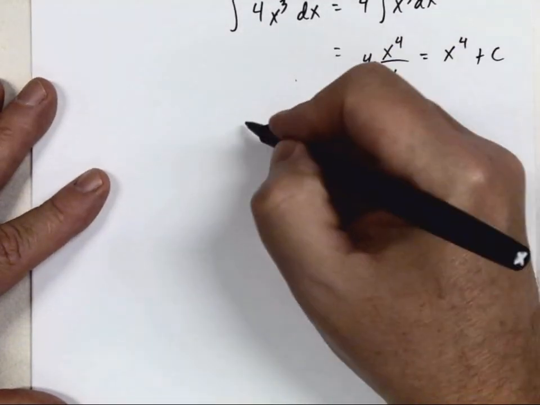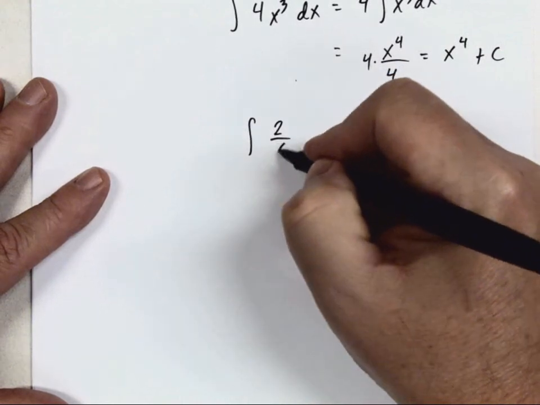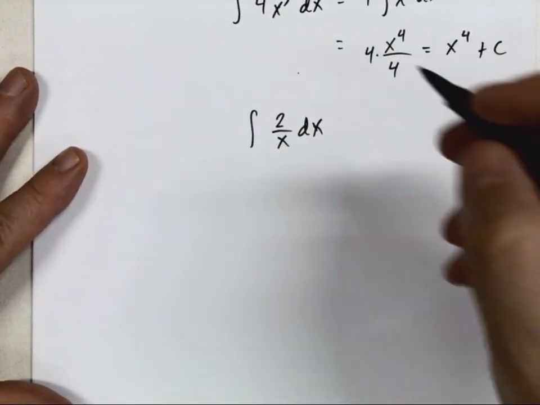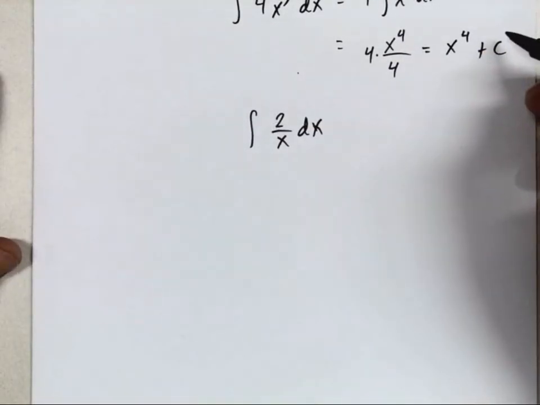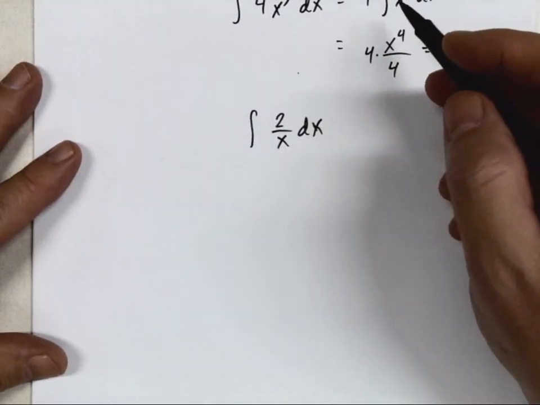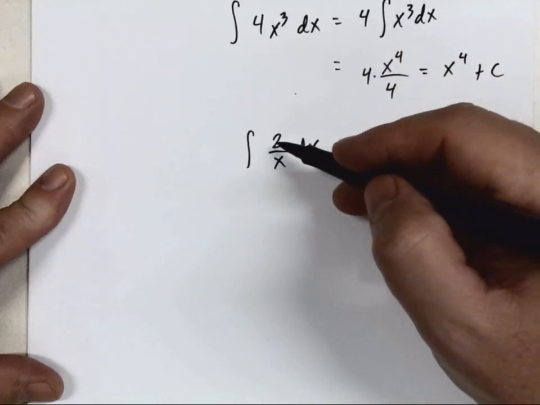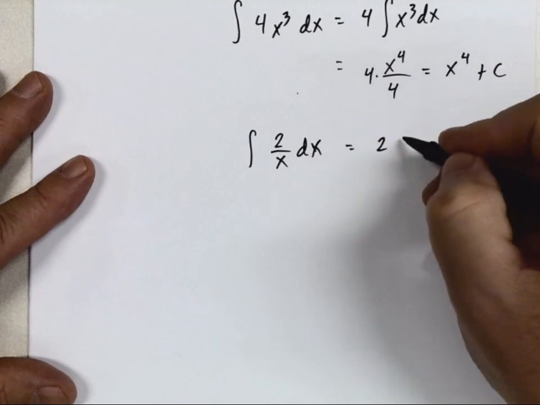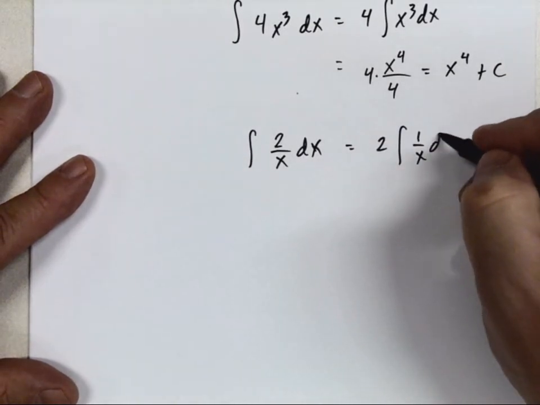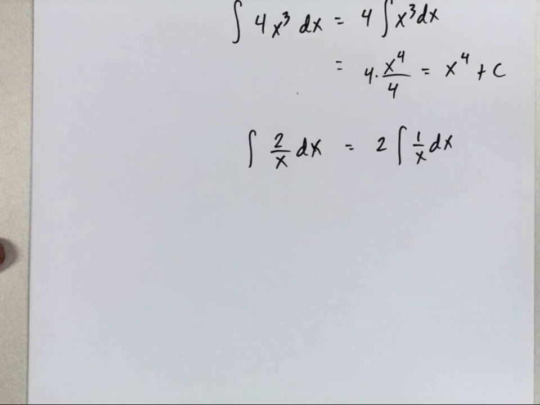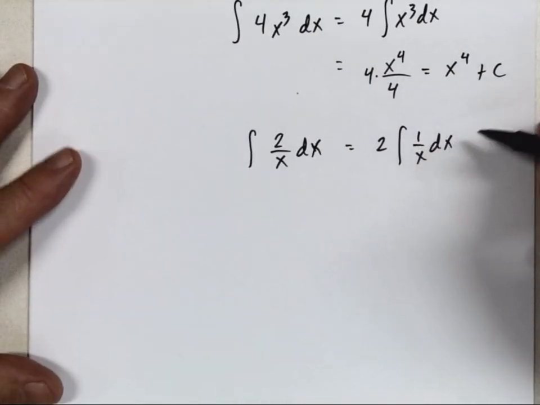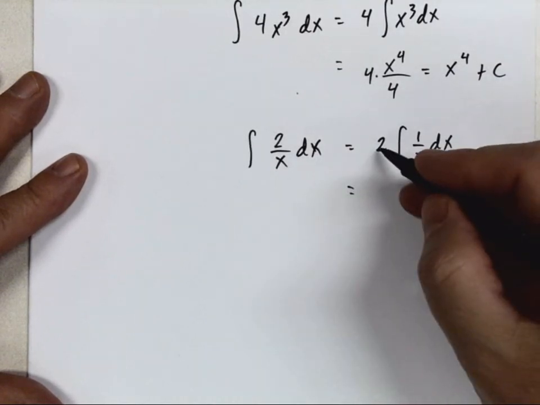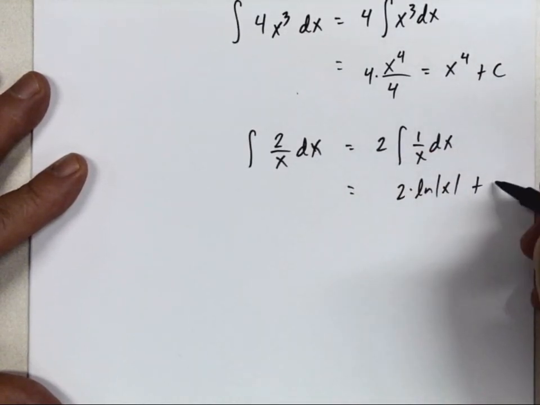So if you had the integral of 2 over x dx, this coefficient, you don't necessarily have to move it like this, but basically it just tags along till you're done. So just to make it very clear, this is what we basically have. So what's the integral of 1 over x? We know it's natural log absolute value of x. The 2 just tags along, and there we go.